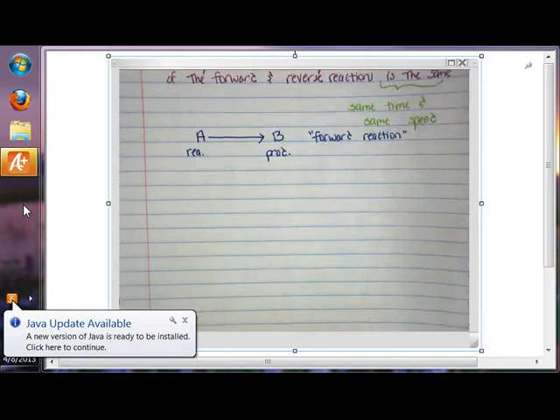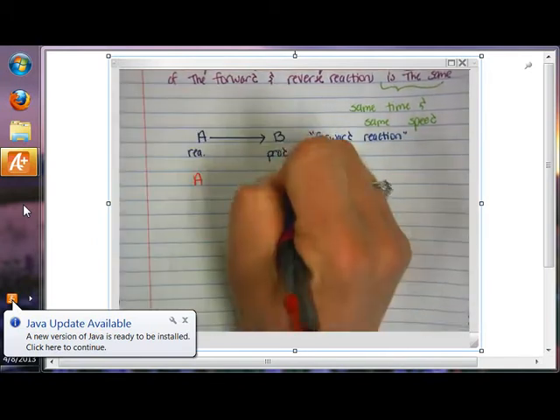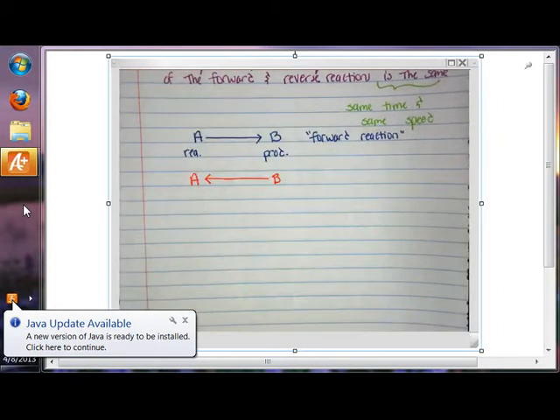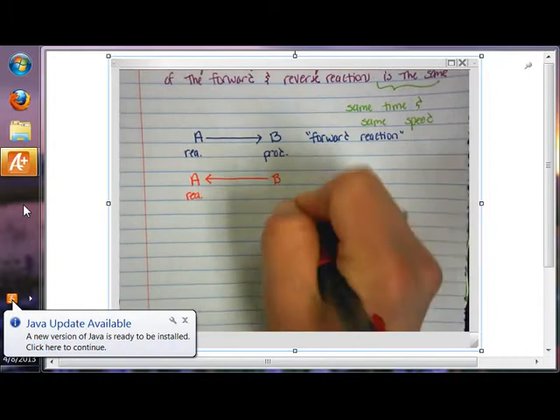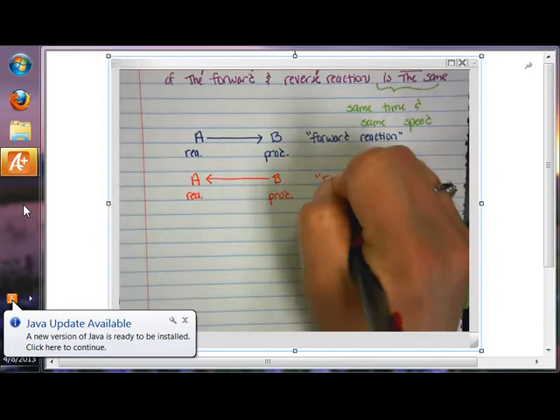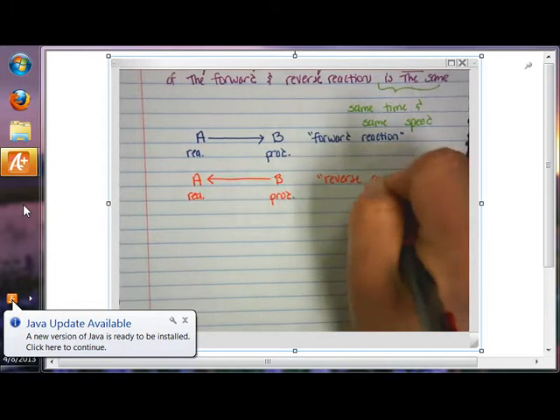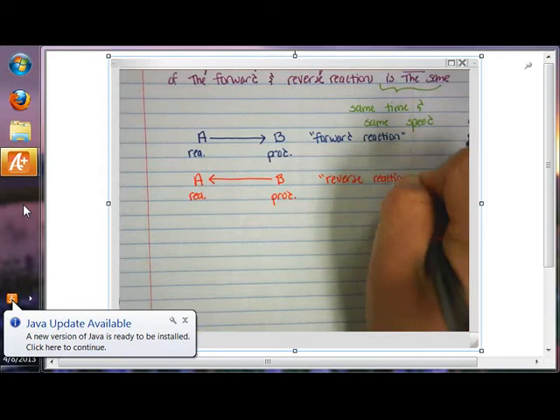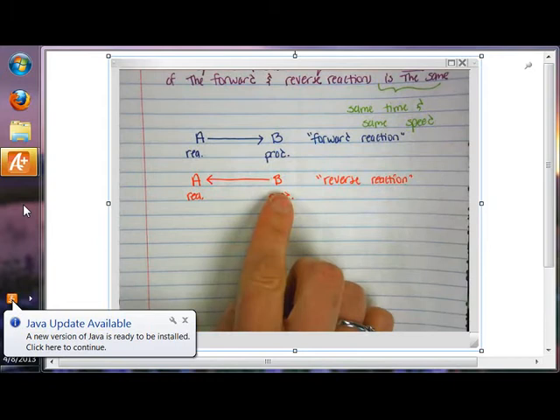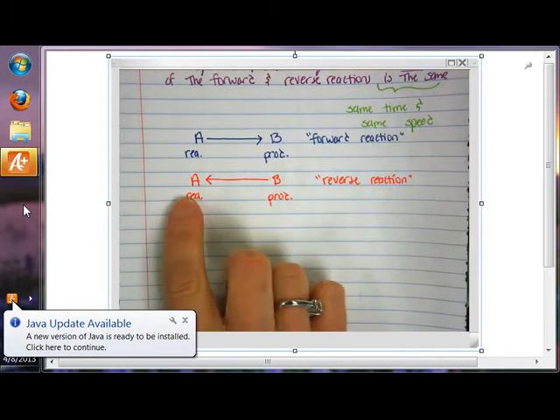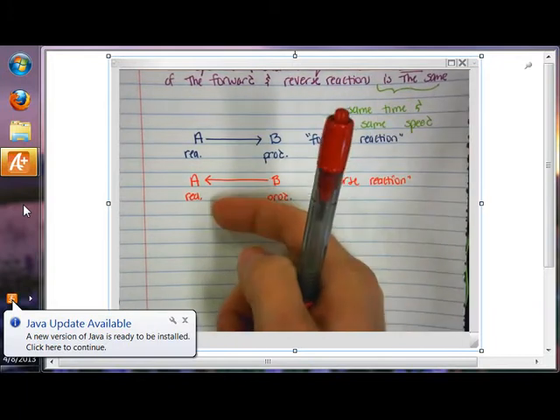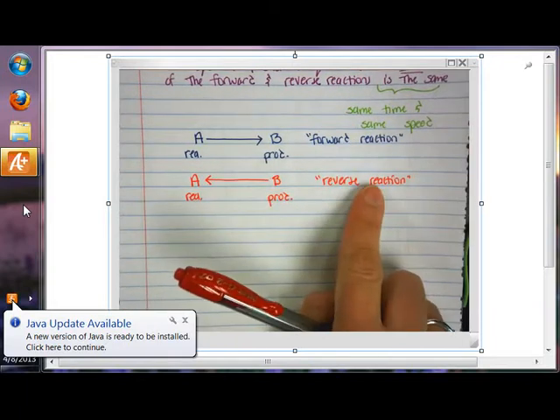Now, let's say it's the opposite way. It's still A and it's still B, but the arrow is pointing towards A, where A is still the reactant and B is still the product. This is what we would call a reverse reaction, where B goes to A. It's going from right to left instead of going from left to right. So when it's pointing to the left, that is called the reverse reaction.